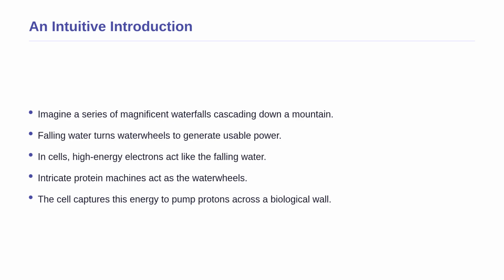Before we dive into the complex biology, let us build an intuitive understanding of what the respiratory chain actually does. Imagine a series of magnificent waterfalls cascading down a mountain. As the water falls from a high cliff to a lower one, it turns a series of water wheels to generate usable power. In your cells, the water is actually a stream of high-energy electrons, and the water wheels are tiny, intricate protein machines. As electrons are passed from one machine to the next, they lose a little bit of their energy at each step.